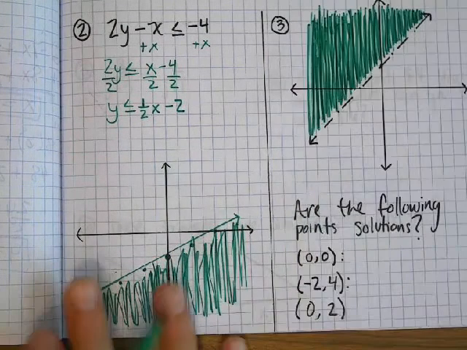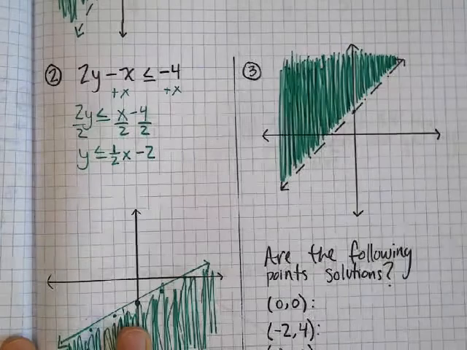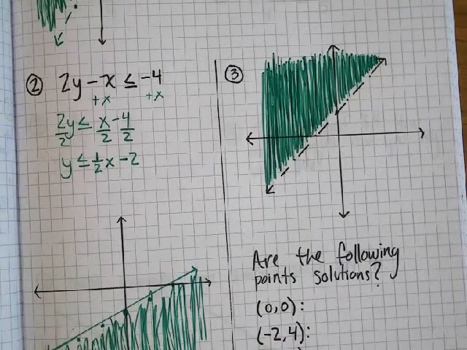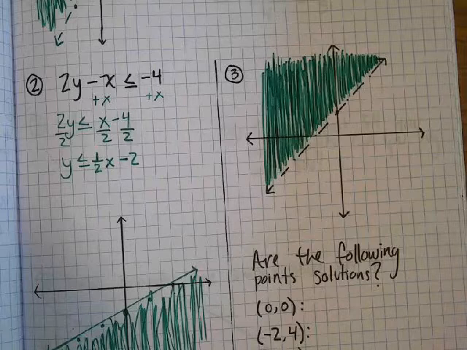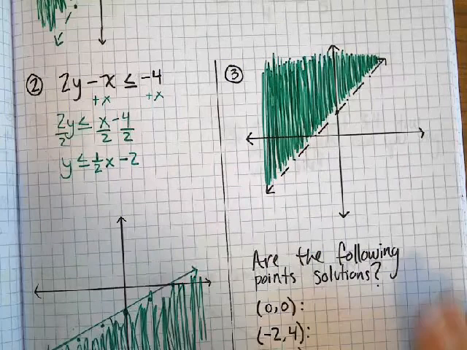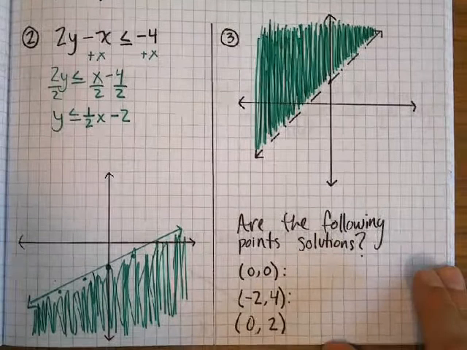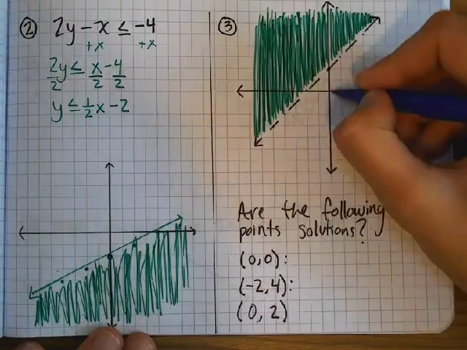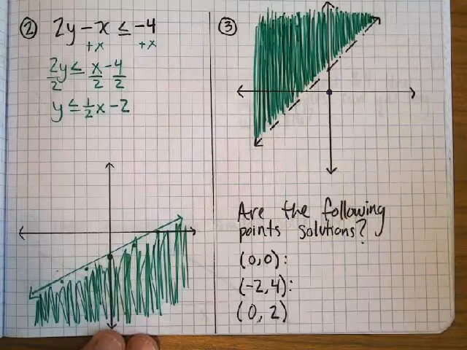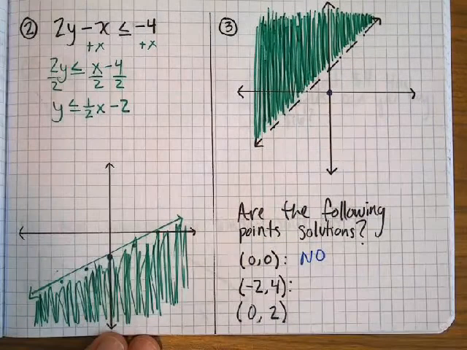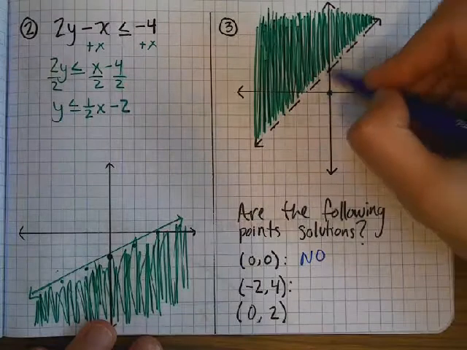Okay. Now this next one, we're actually going to be talking a little bit about what it means to be in that shaded region. And let's see what it is. So we want to know, are these points solutions? Well, remember, to be a solution, it has to be in the shaded area. So (0, 0). That's right here. Is that a solution? No, that's not in the shaded region.